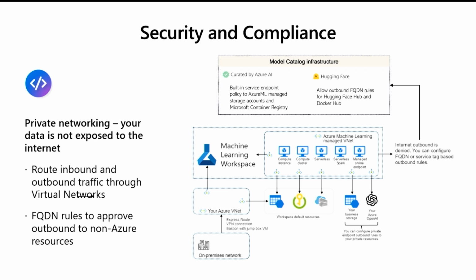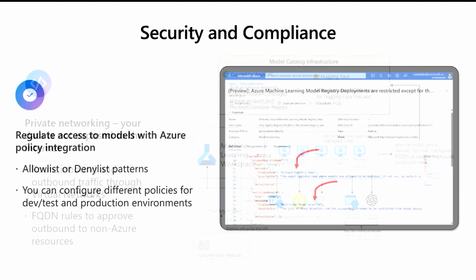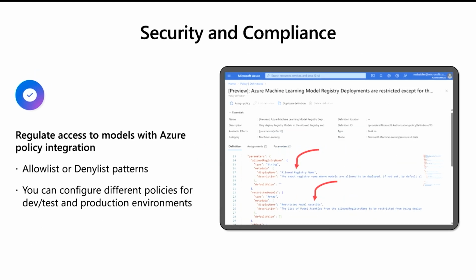So you have control over routing your ingress and egress traffic through the VNets, and you also have the ability to set up FQDN rules so you can approve outbound access to non-Azure resources. In addition to this, you can also regulate access to models with Azure policy integration. So you can have allow list or deny list patterns, and you can split out which model collections you want access to or not. And you can also use these different policies for separating out the dev, test, and production environments.